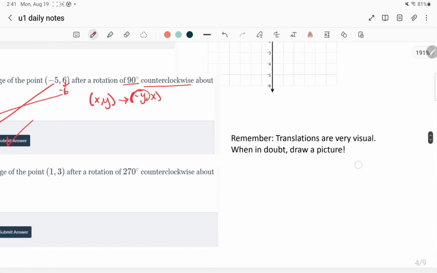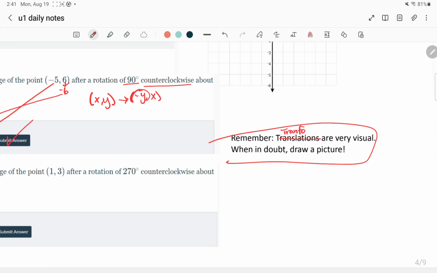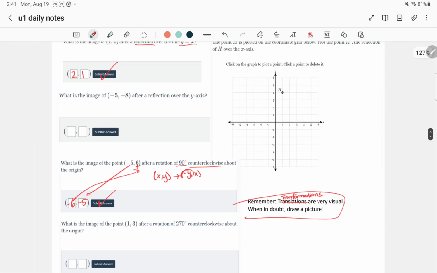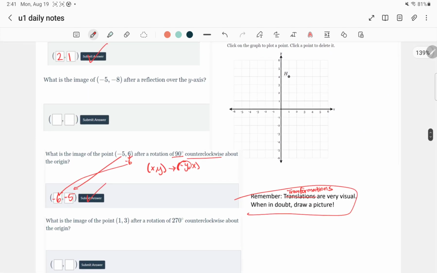Okay. So, when in doubt, remember transformations, not just translations, are super visual. You're always welcome to draw yourself a picture of the point and figure out where you think it's supposed to go. Okay.